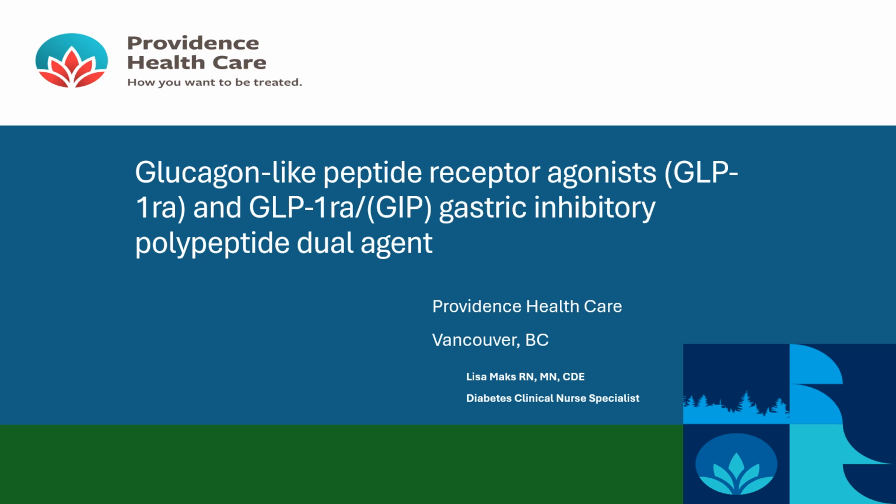Hi there. In this presentation, I'm going to talk about glucagon-like peptide receptor agonists, which are GLP-1 RAs, and GLP-1 RAs and gastric inhibitory polypeptide dual agents, or GIPs. So it's got both of those active ingredients in it.